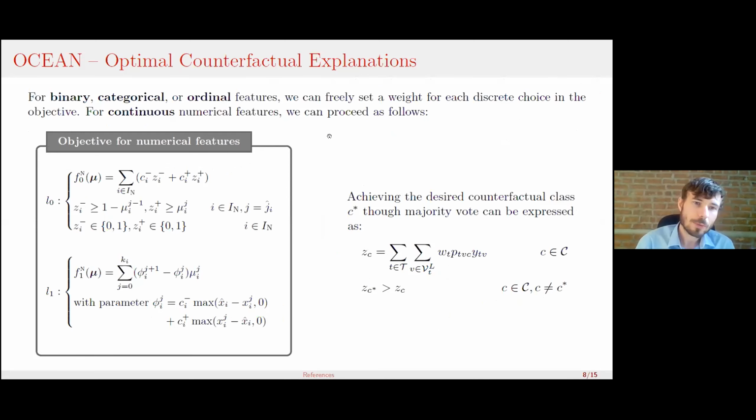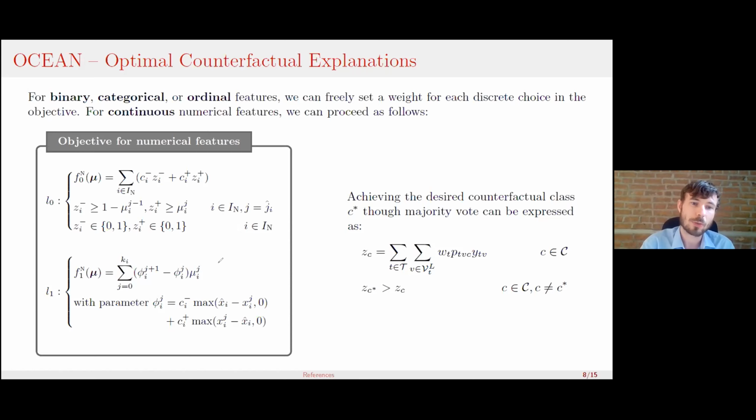You can put an objective on top of that. The first thing that you can do is, if you have binary, categorical, or ordinal features, you have discrete values of those features that can be used for the objective function. You can put any weight in the objective function that can be feature dependent, level dependent, and it will work out. For continuous numerical features, one of the best ways to proceed is to connect the objective as a piecewise linear function of the mu variables that we have used previously.